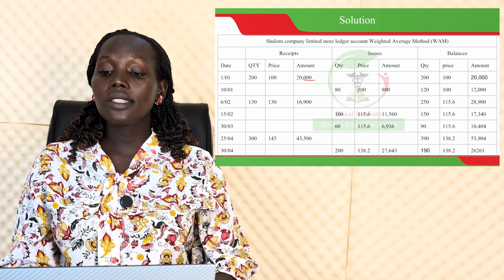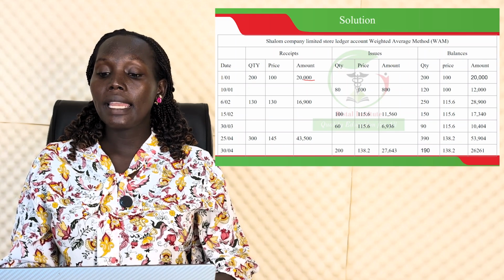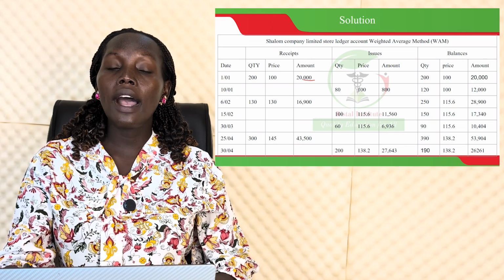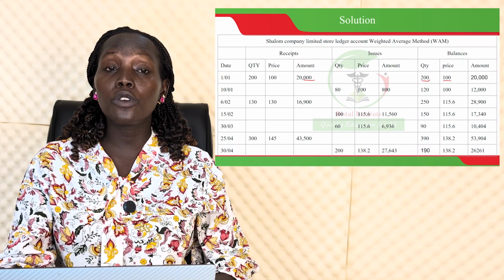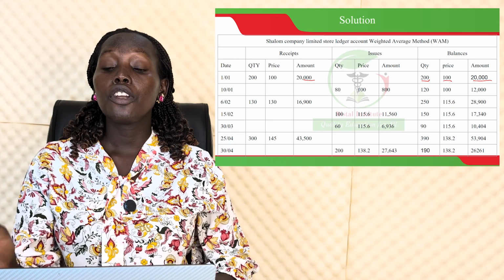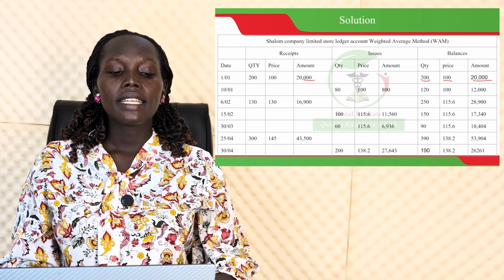So under balances, we put 200. We remain with our 200, and the price also remained the same, and the amount remained the same, which is 20,000.